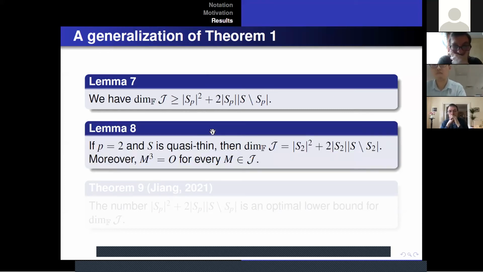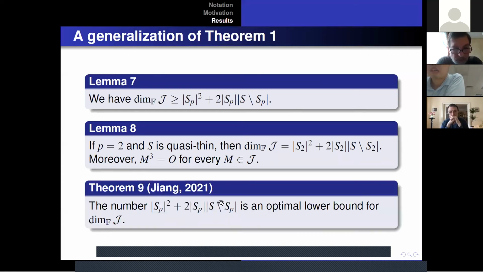Lemma 8. If p is 2 and S is a coexisting scheme, then we can get equality here, for any choice of x. Moreover, we can show that for every m belonging to the Jacobson radical, m cubed is a zero matrix. By lemmas 7 and 8, we know that this number is an optimal lower bound for the F-dimension of the Jacobson radical.